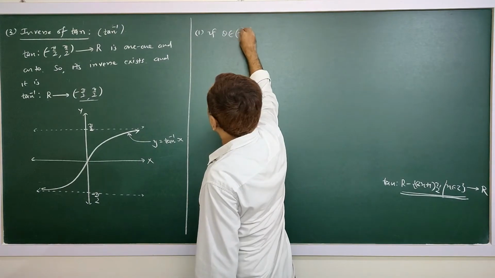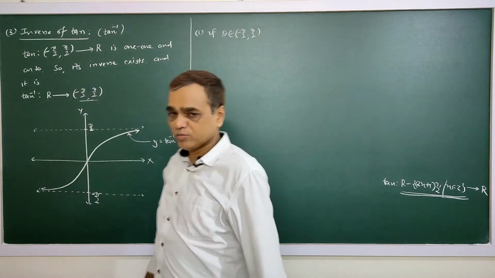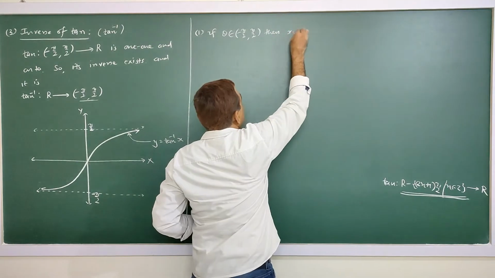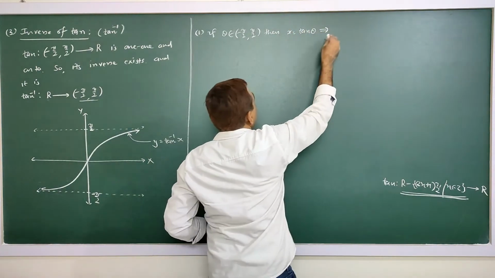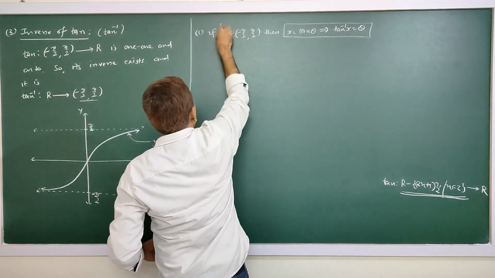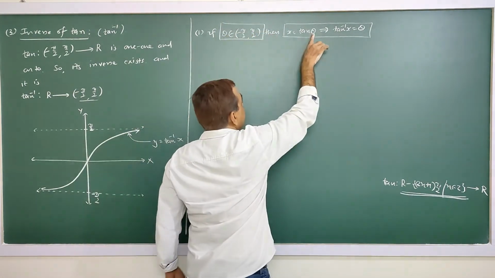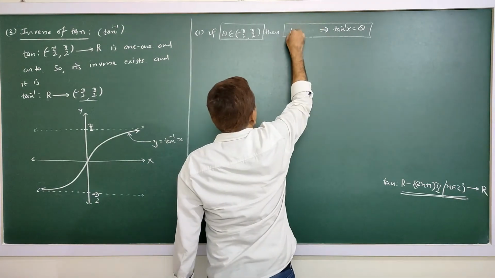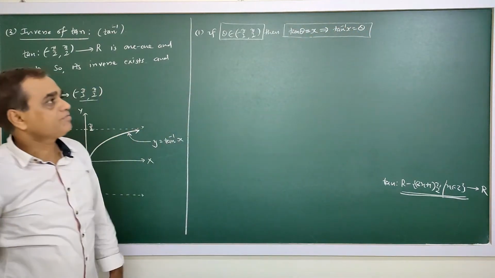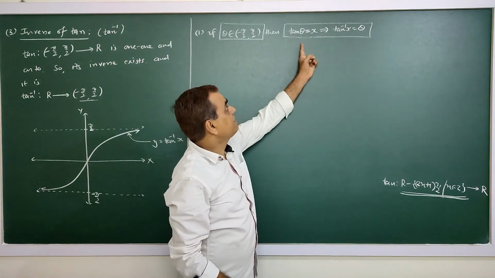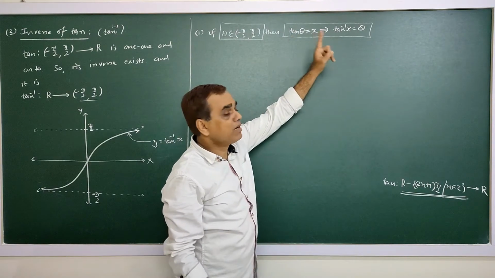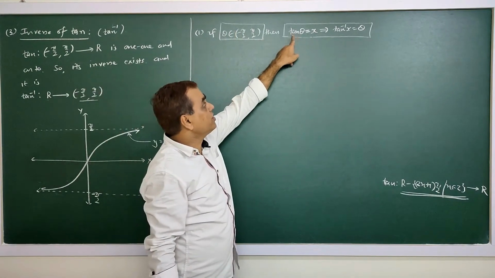So if theta belongs to open interval minus pi by 2 to pi by 2, if theta is in domain of tan, then x equal to tan theta implies tan inverse x equal to theta. If theta is in this set, domain of tan, then tan theta equal to x implies tan inverse x equal to theta. This tan will be shifted on other side in form of tan inverse. So tan inverse x is theta, but it is allowed if theta is in restricted domain of tan.